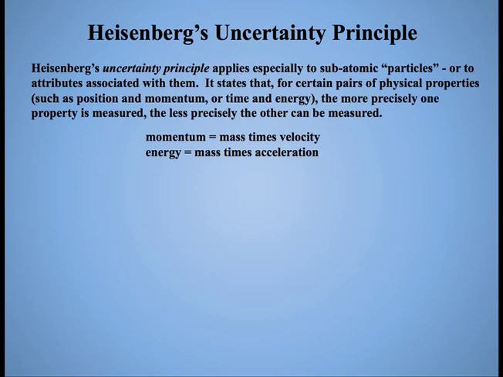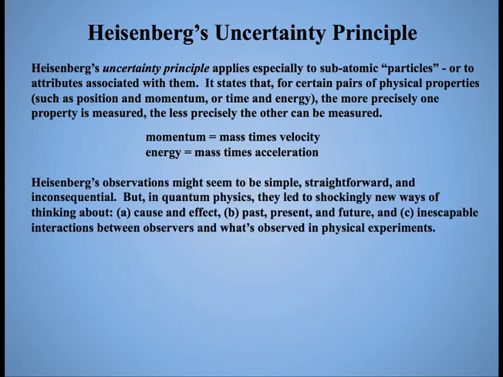Heisenberg's uncertainty principle applies especially to subatomic particles, or to attributes associated with them. It states that, for certain pairs of physical properties, such as position and momentum, or time and energy, the more precisely one property is measured, the less precisely the other can be measured. Heisenberg's observations might seem to be simple, straightforward, and inconsequential. But, in quantum physics, they led to shockingly new ways of thinking about a, cause and effect, b, past, present, and future, and c, inescapable interactions between observers and what's observed in physical experiments.